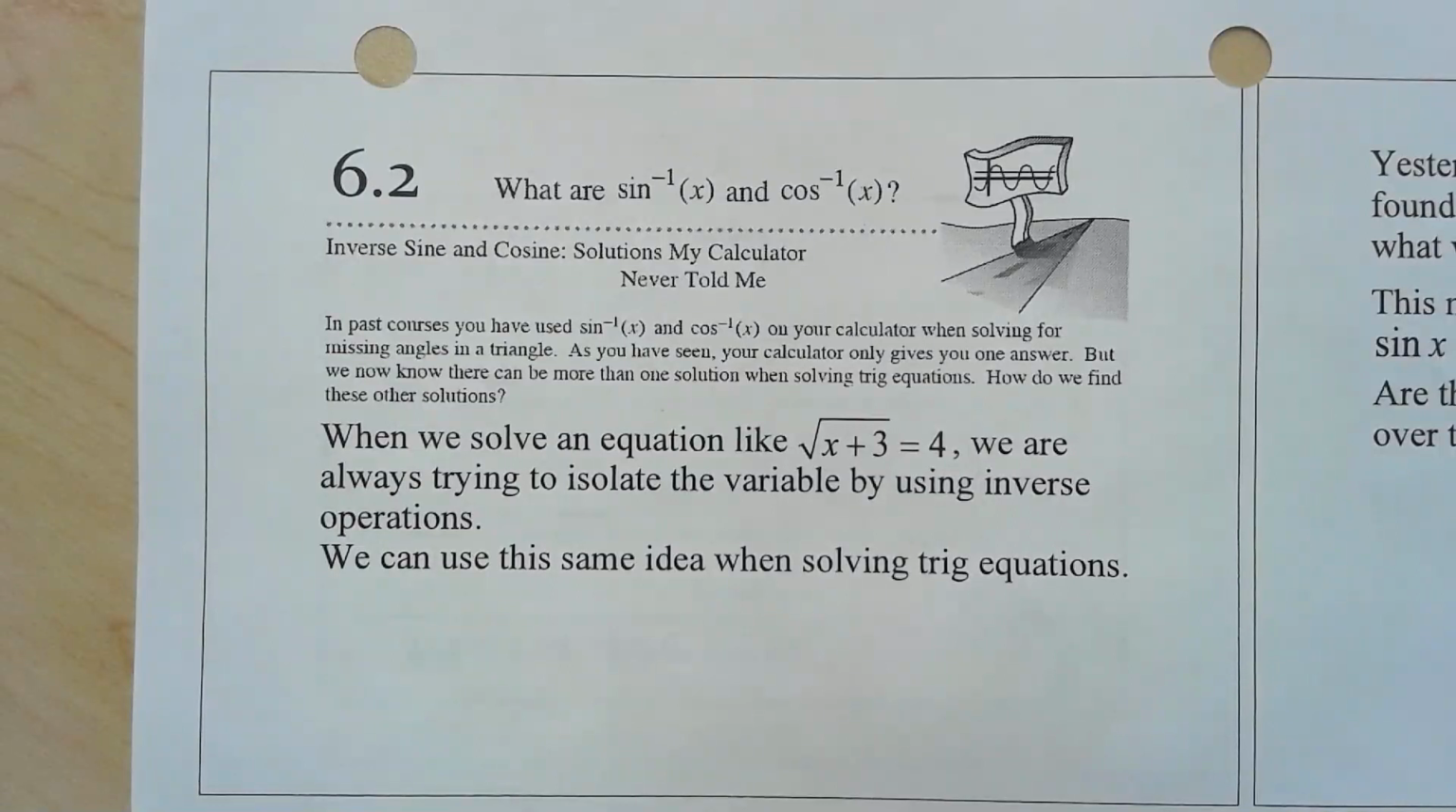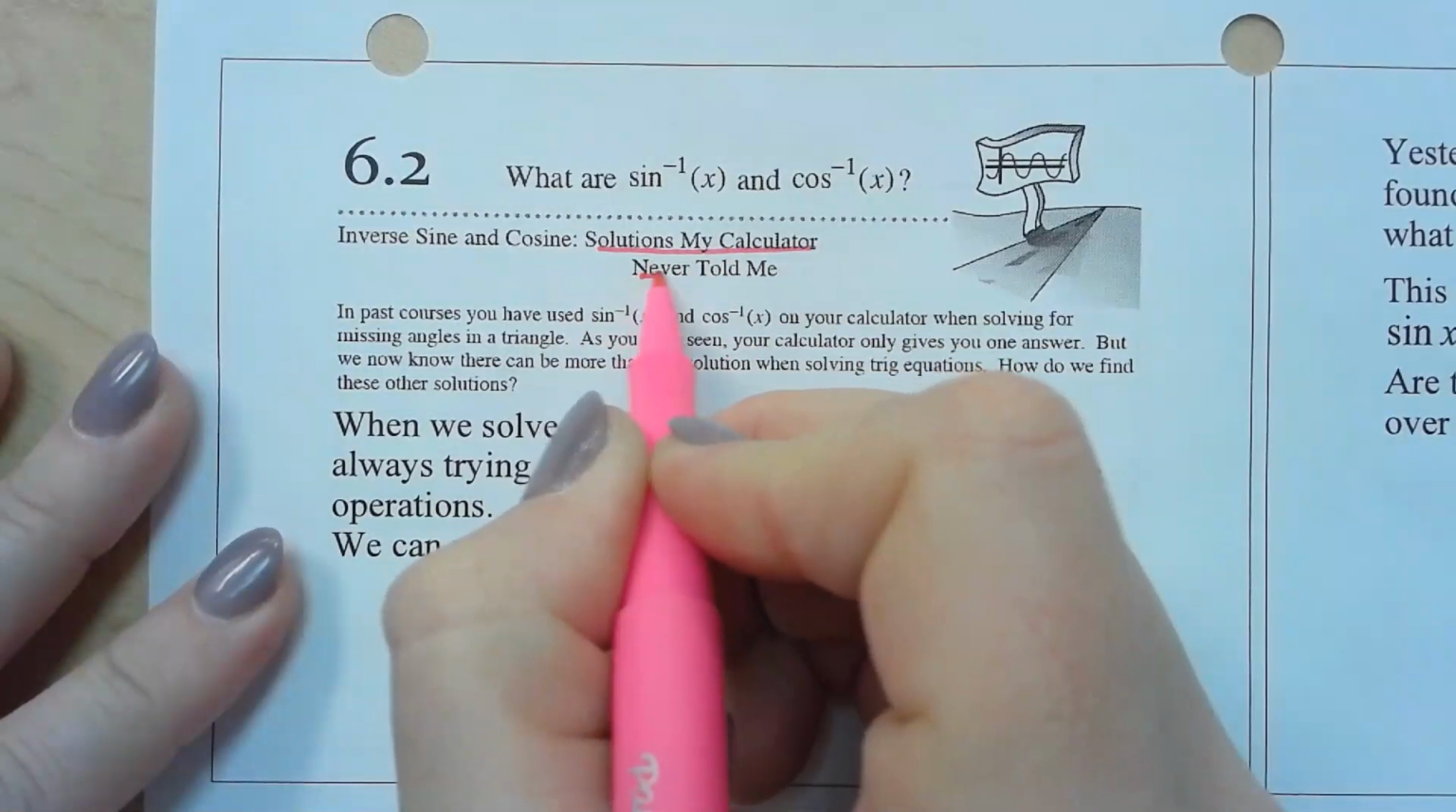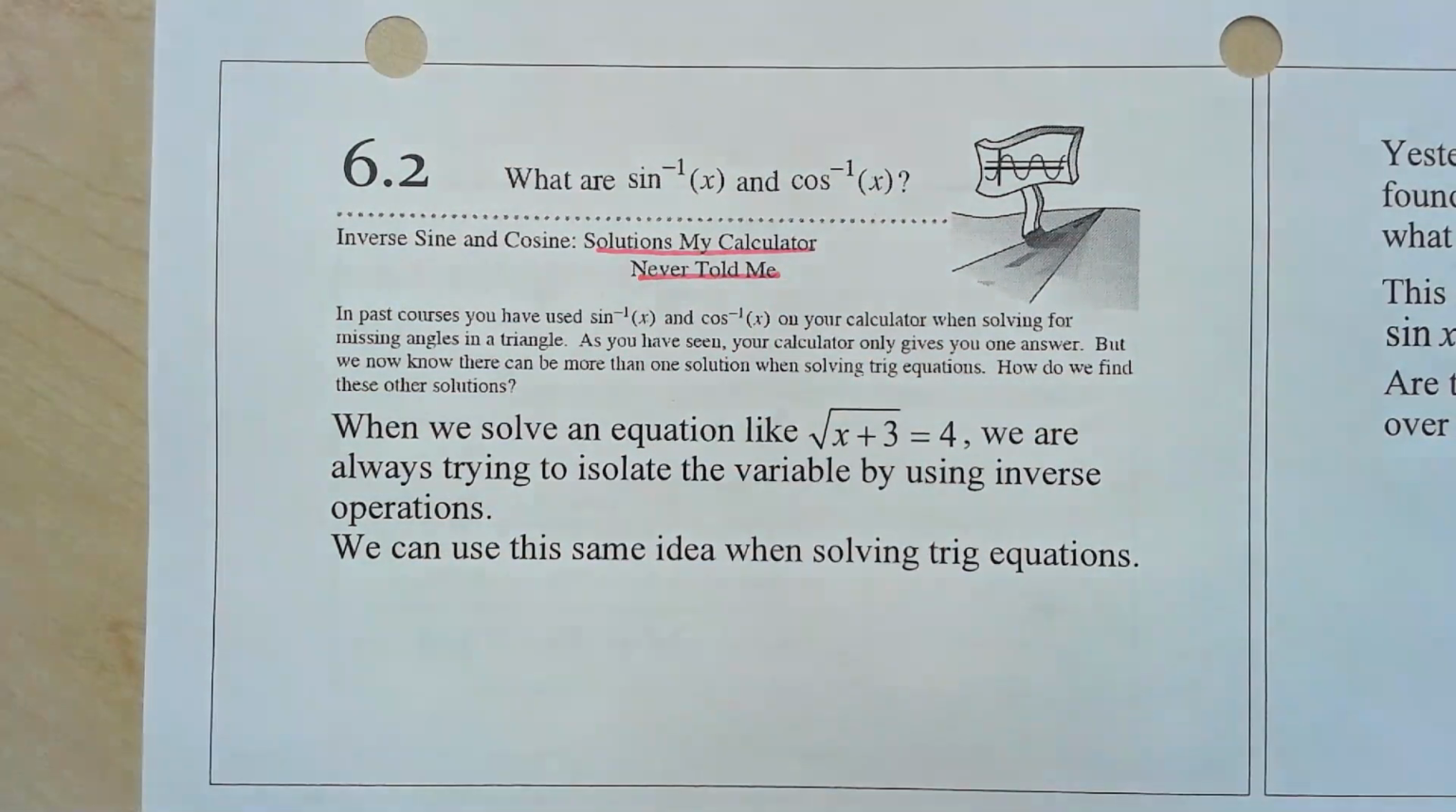All right, so today we are going to continue solving trig equations like we were doing yesterday, but we're going to do it a little bit differently. What's interesting about this is the title of the lesson: inverse sine and cosine solutions my calculator never told me, which, to me, is the whole point of the lesson. Why is the calculator saying this when I want it to say this, or I need something else? That's what we're going to talk about.